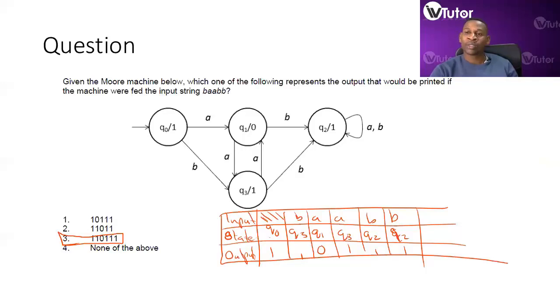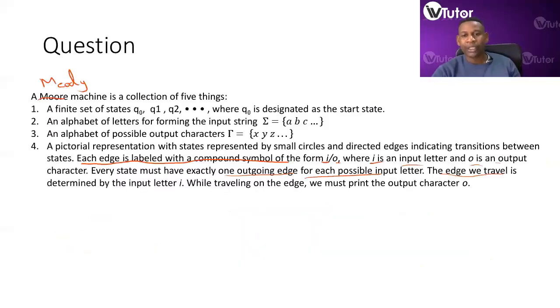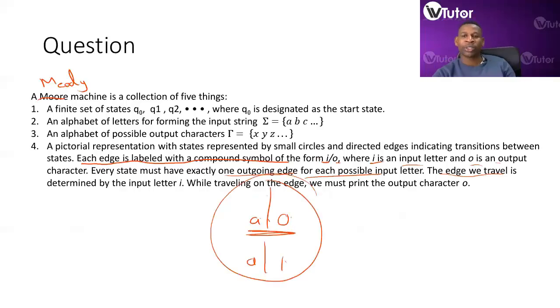It was for each state, right? Output was state dependent. So now, if we are saying output is transition dependent, we can have an A with an output of 0 and an A with an output of 1, right? We do not want this, such ambiguity.